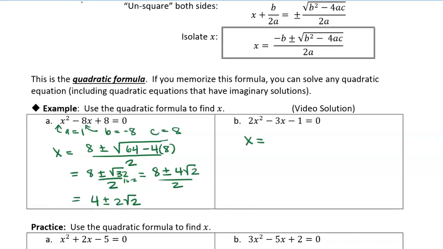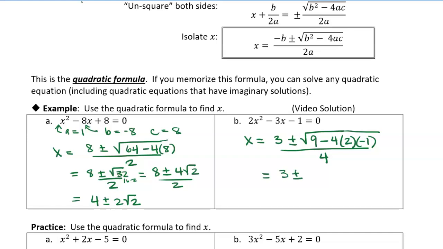So x equals negative b. B is a negative 3. So I've got 3, because negative of negative 3 is 3. And b squared, negative 3 times negative 3 is a positive 9. Minus 4 times a, which is 2, times c, which is a negative 1. Okay? All over 2a, which is going to be 4, 2 times 2. All right, now we just got to do the arithmetic.